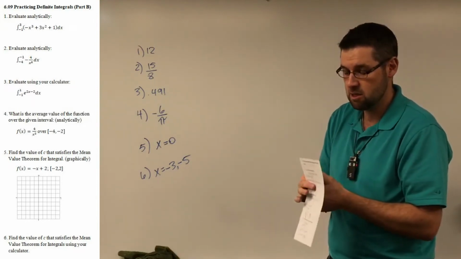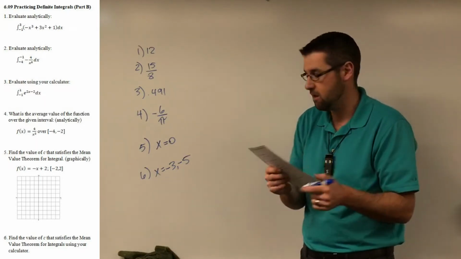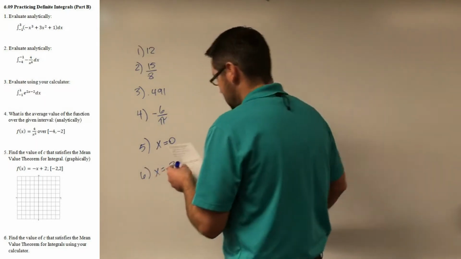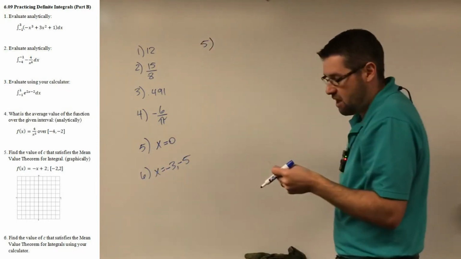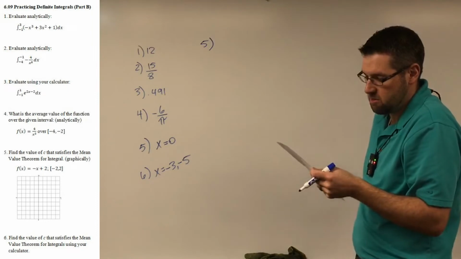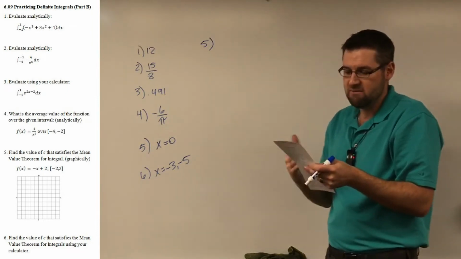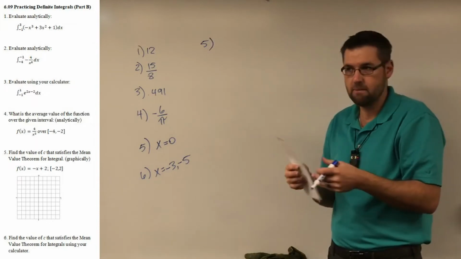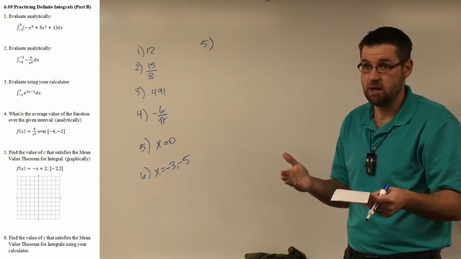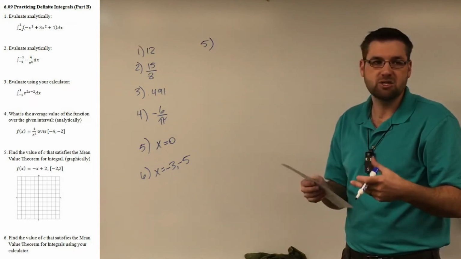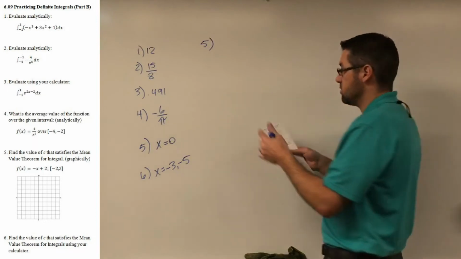Number 4 was pretty straightforward as well. It's just find the average value, right? Number 5 and 6 were taking the mean value. Oh, we didn't talk about the mean value. It's taking the average value to the next step. Basically, the mean value theorem for integrals says you found the average value, right? The question is, where does it occur? Where does the average value occur on the graph? So let's look at that.